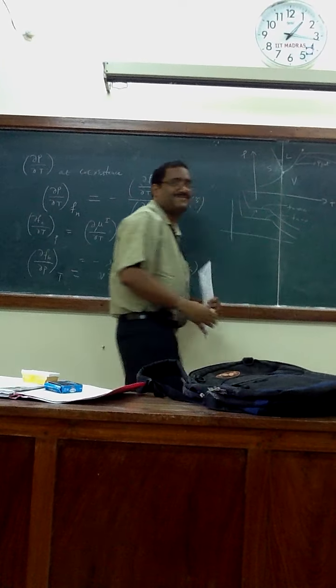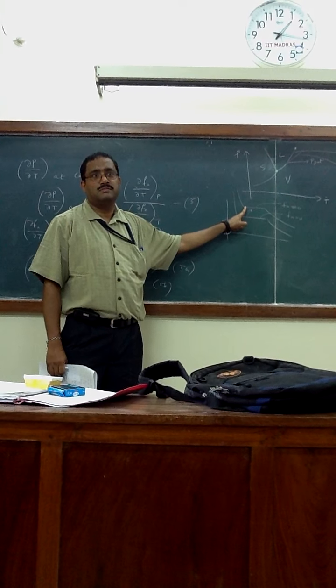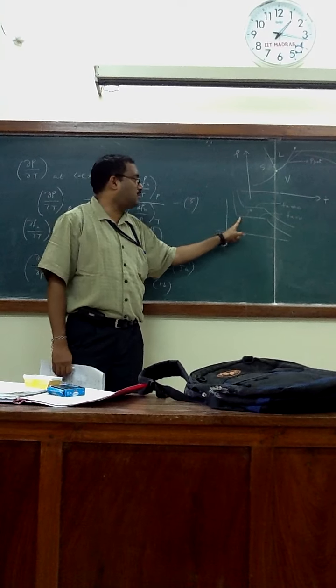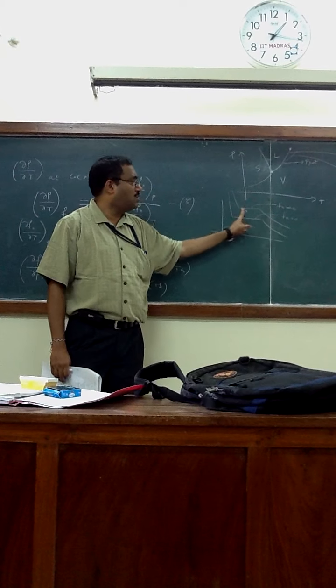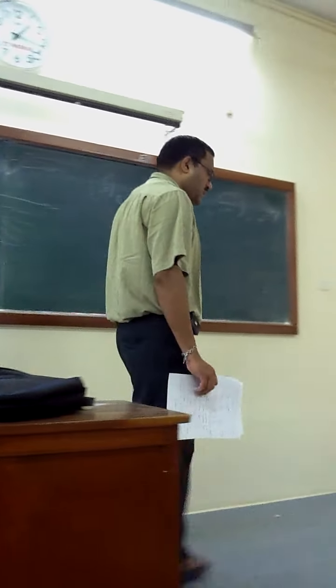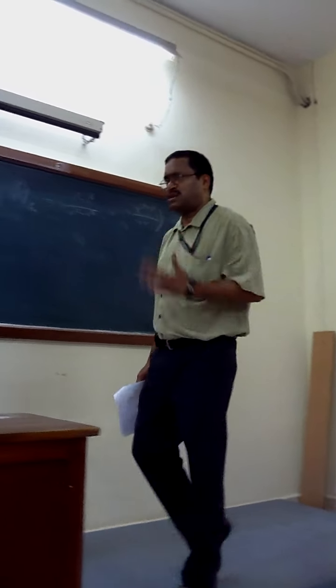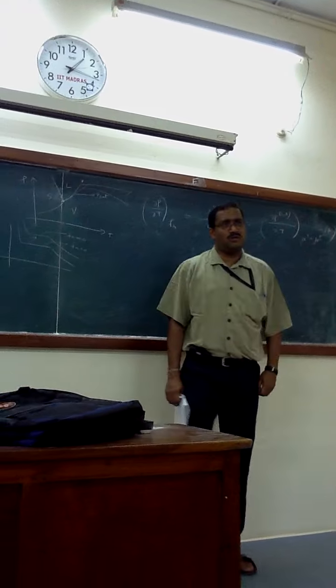Okay? Mu b minus mu l, some value is there. But at this point it is 0, right? We can calculate at this point. If you say at this point, what is the value? You can calculate. But this Fn is nothing but mu b minus mu l. This Fn equals 0 at the saturation point.